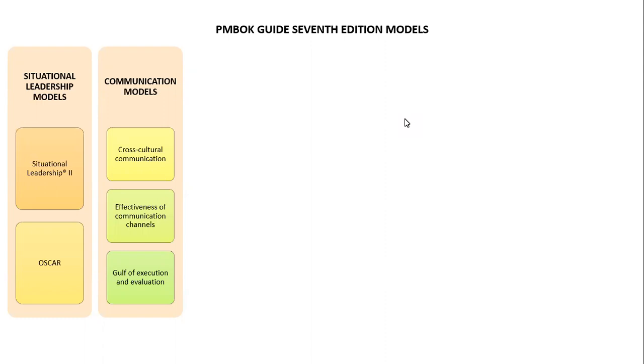A car that has the ability to parallel park itself would have a gulf of execution if the driver expected to push a button labeled park and have the car park itself, and the car did not park itself. That's a gulf of execution.